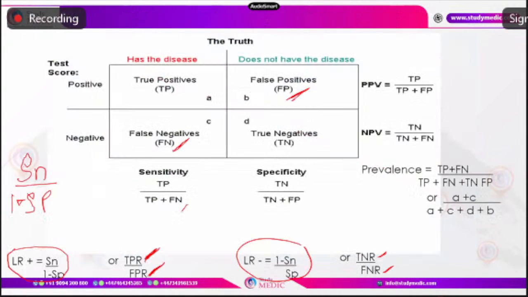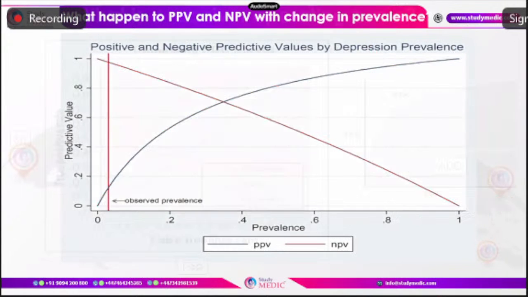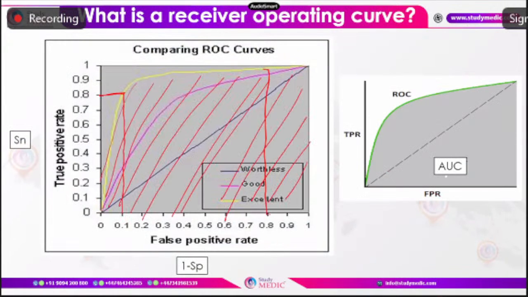Now, if the test is worthless, then what is the meaning? It is a 50% diagnostic accurate test. Okay, this is the worthless meaning. The area is 50%. If it is more accurate, then the curve will be skewed towards the upper left.